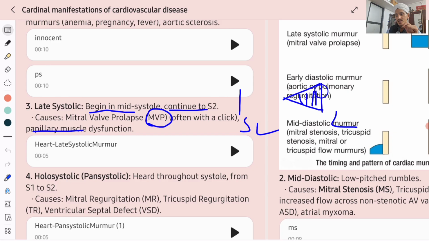Here there will be a mid-systolic click. And as we have learned in the first part, mid-systolic click is a signature of mitral valve prolapse, and you will have a late systolic murmur. We will hear that thing.